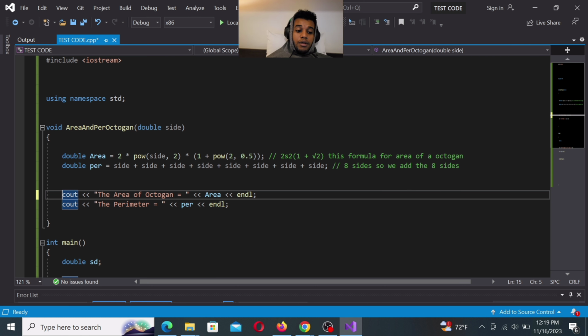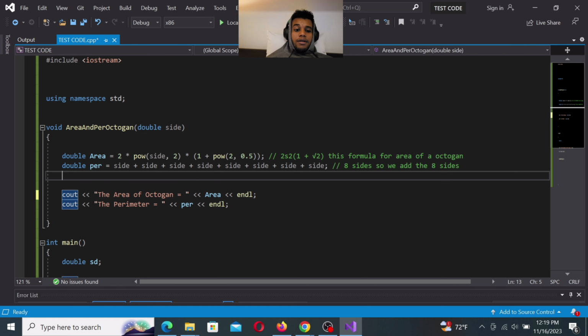I'm going to use a void function. I'm going to call it area and per of an octagon, and we're going to be taking a double value of side. The reason we're using a double is because an octagon could also have a decimal measurement. So the side could be 1.1 or 1.4, or it also could be 1.0.